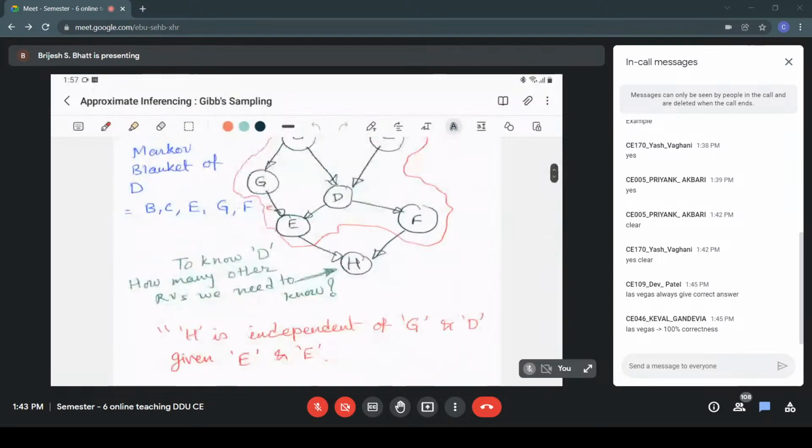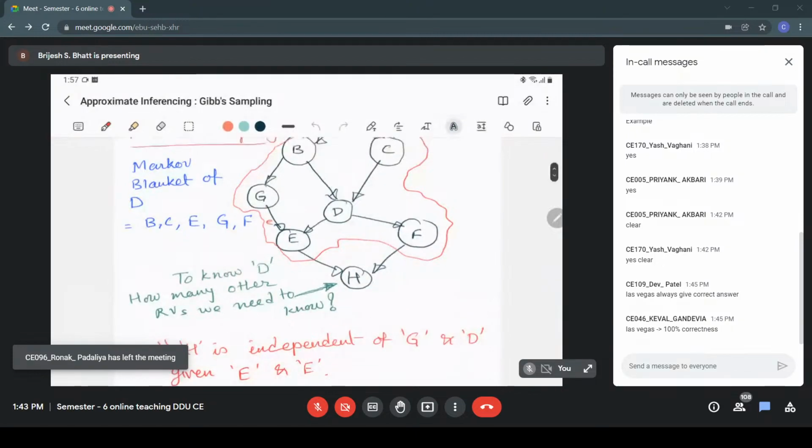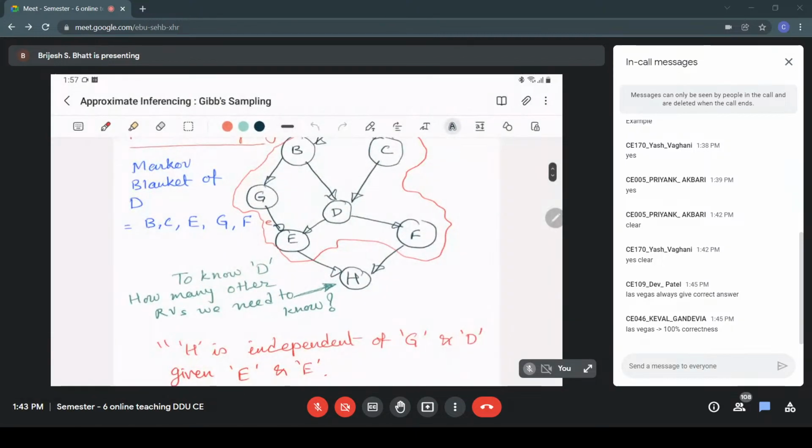Similarly, for this graph, here you can say that H is independent of G and D. Just to make sure what we discussed last time is clear, we can say that H is independent of G and D given E and F. Right? So this is the idea of Markov chain and Markov blanket.